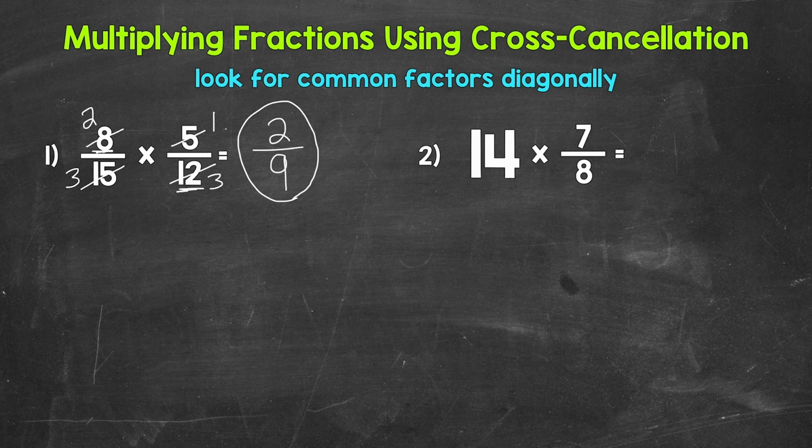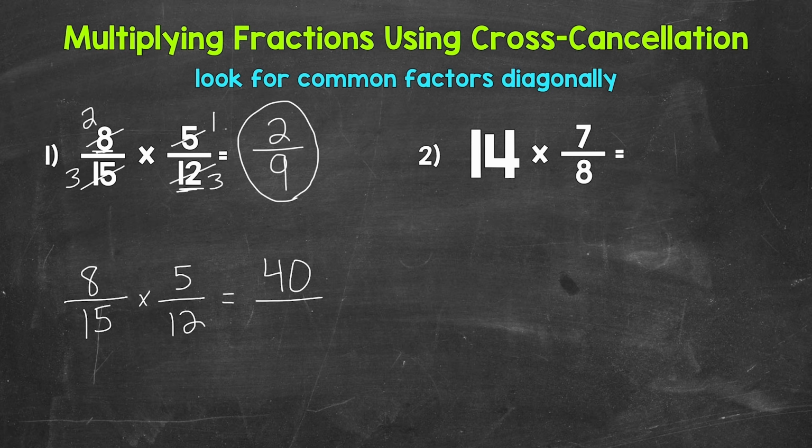Now, before moving on to number 2, let's see what this problem looks like if we multiply straight across. So let's rewrite this down below. So 8/15 times 5/12. And let's multiply straight across. 8 times 5 gives us 40. And then 15 times 12 gives us 180. So we get 40 180ths.